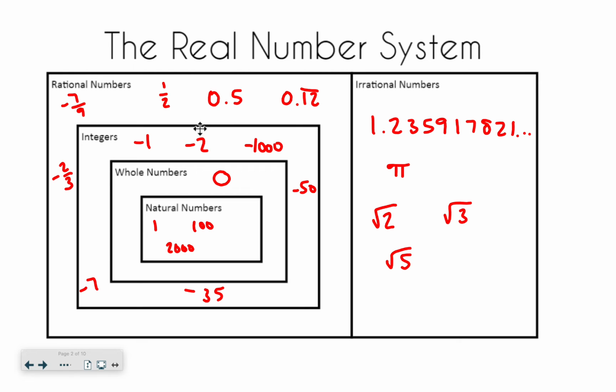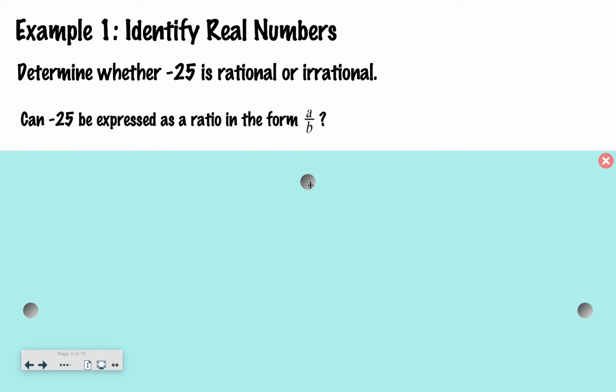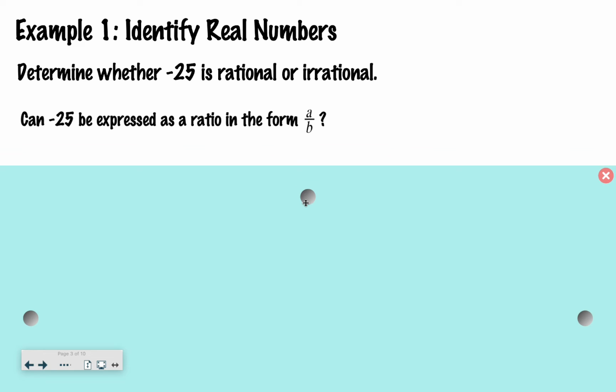Okay, so we're going to practice classifying our real numbers. Let's look at this very first example. Let's determine whether -25 is rational or irrational. First we'd say, can -25 be expressed as a ratio in the form a/b? What that means is, can it be written as a fraction?